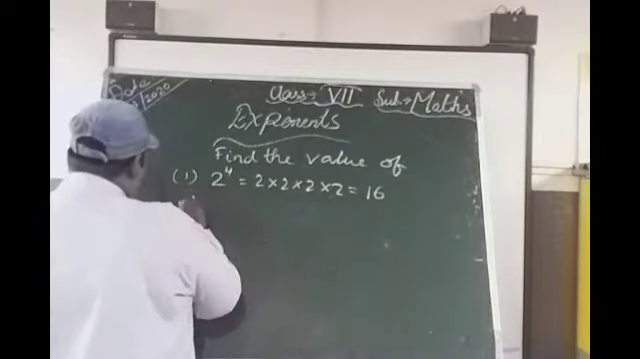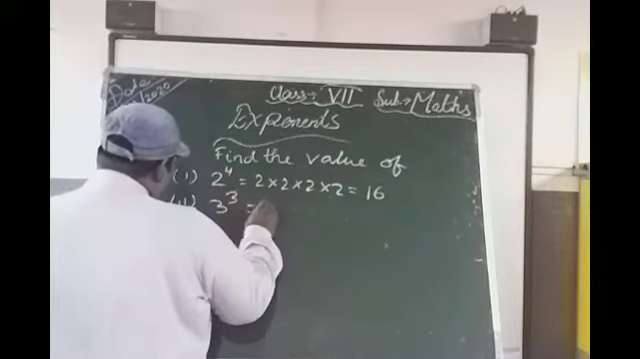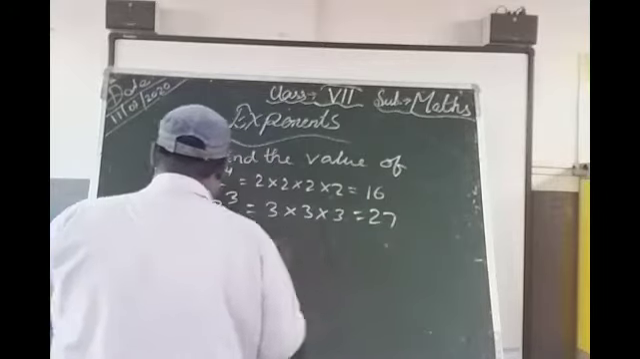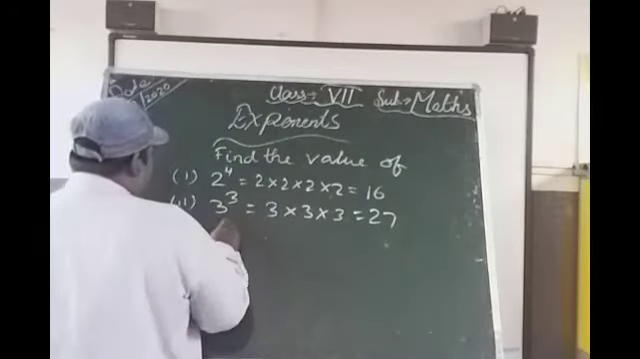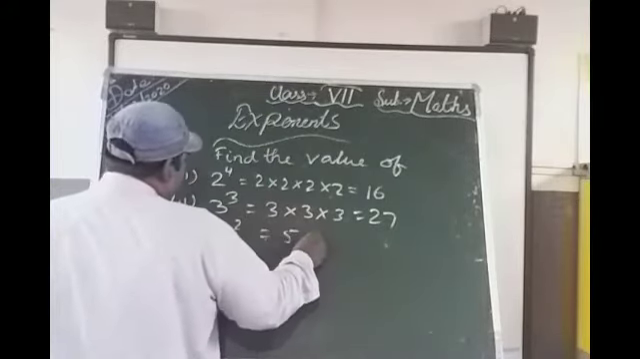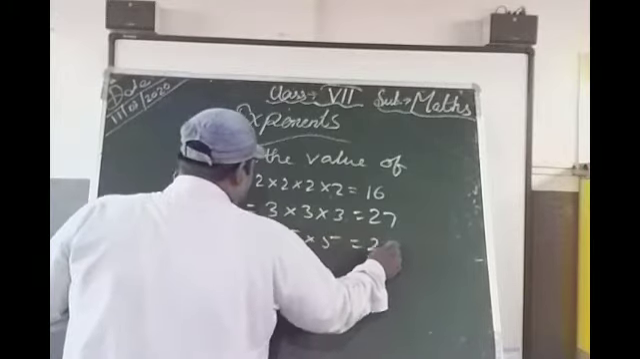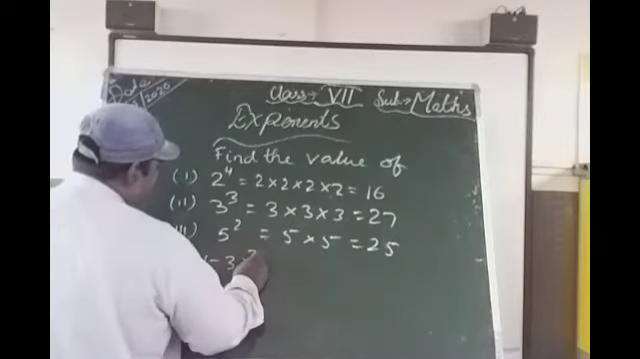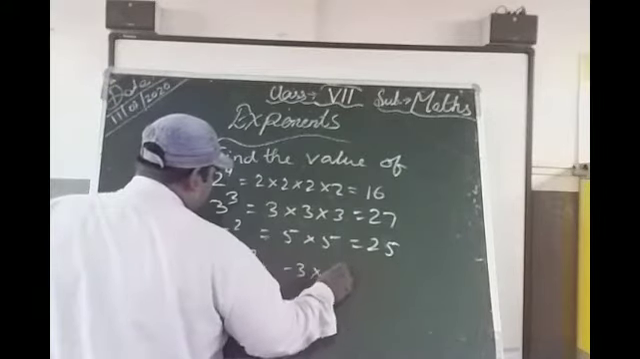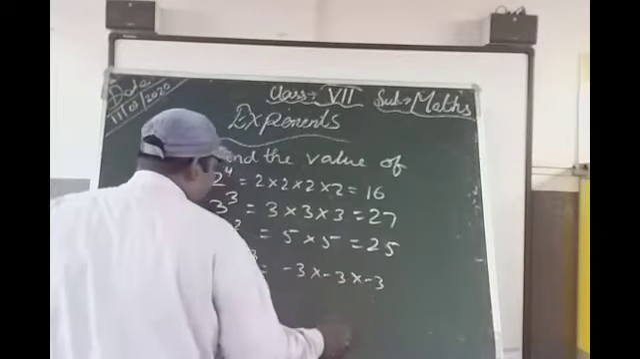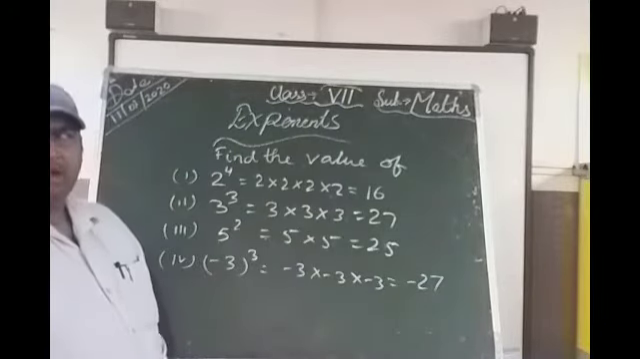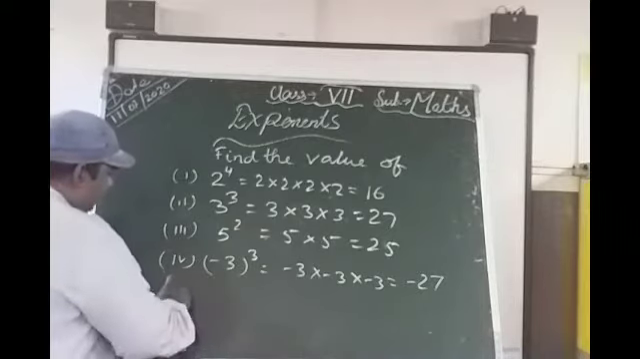Now 3 power 3, 3 into 3 into 3, that will be 27. 5 power 2, that means 5 into 5, that will be equal to 25. Suppose that it is minus 3 to the power 3, then minus 3 into minus 3 into minus 3, that will be equal to minus 27. What will it be equal to? Minus 27.